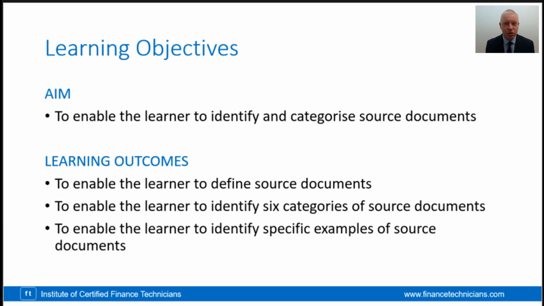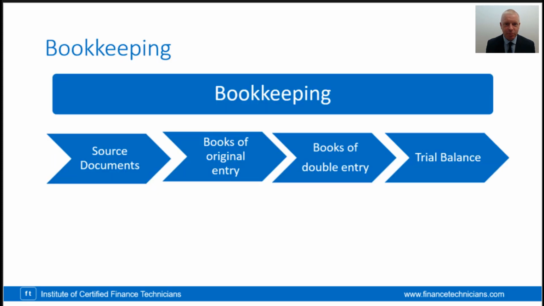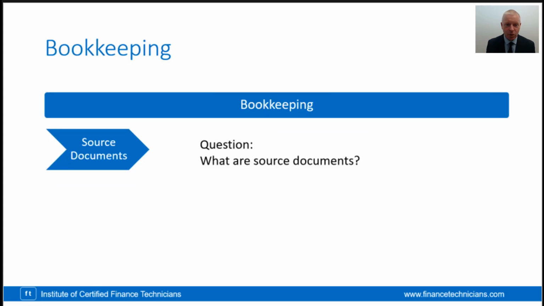The next slide is one you should be very familiar with now because we've used it on a number of preceding lectures. It's the slide that breaks down bookkeeping into the various stages. So it starts at source documents, it moves on to the books of original entry, it then moves on to the books of double entry, and then finally it ends with a trial balance. So to reiterate the question you've been asked a number of times previously, what are source documents? You should know the definition at this stage, but we'll go through it again.